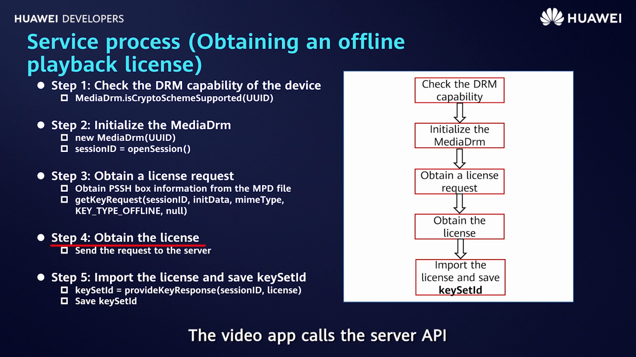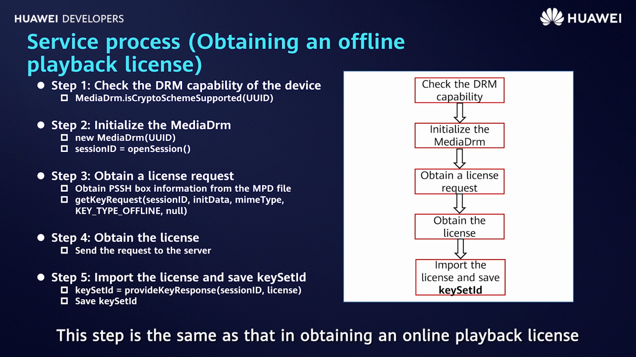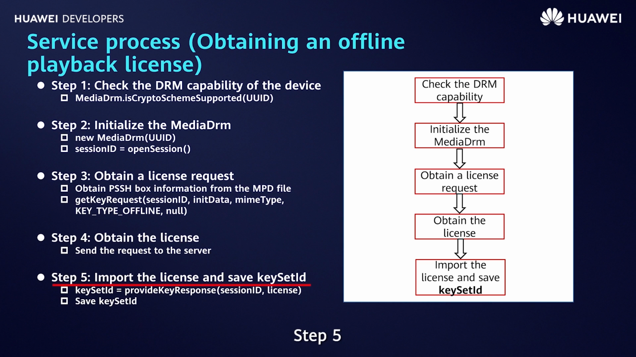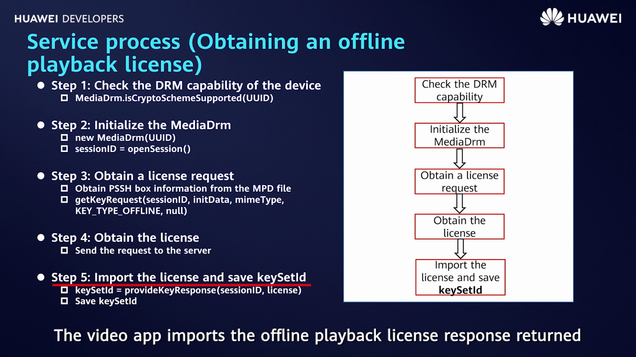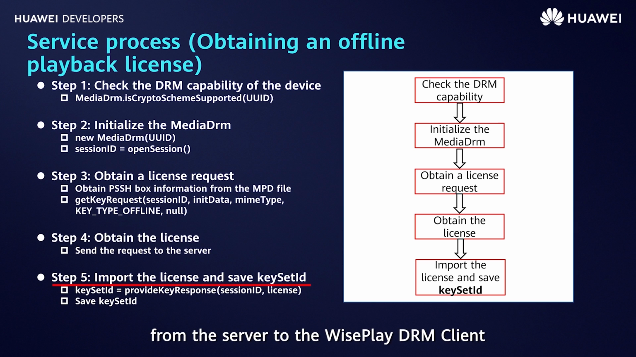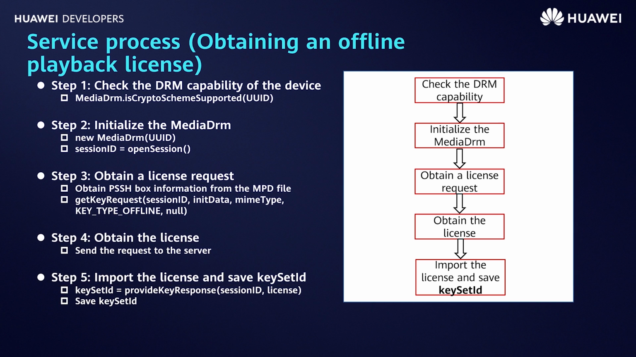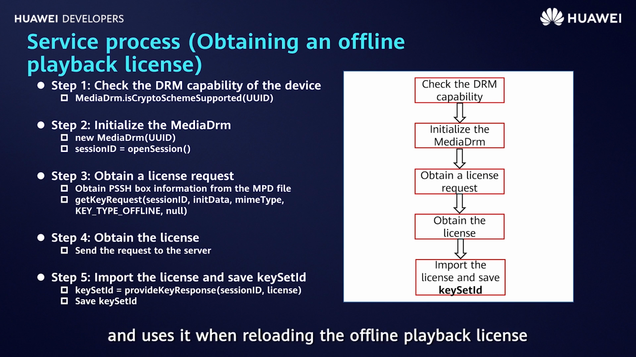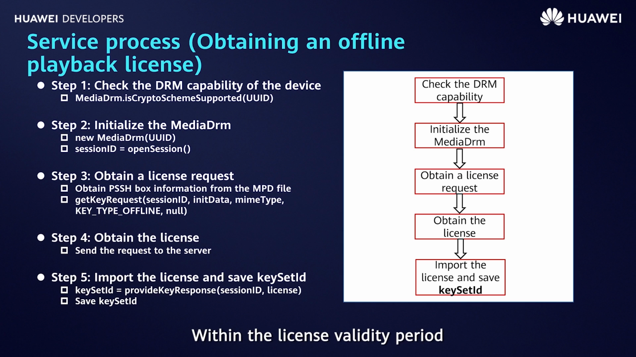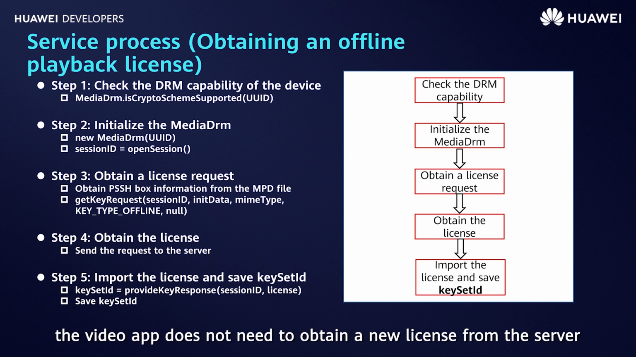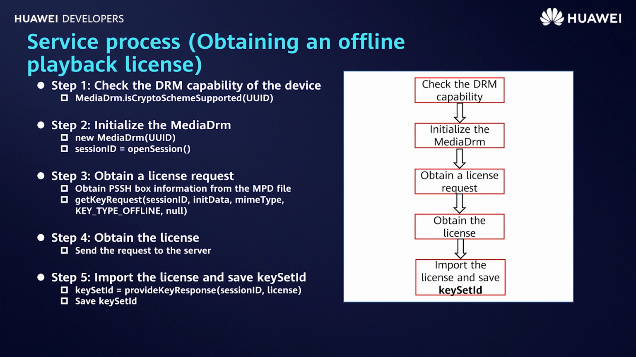Step 4. The video app calls the server API to send the request and obtains a response. This step is the same as that in obtaining an online playback license. Step 5. The video app imports the offline playback license response returned from the server to the WisePlay DRM client. KeySetId is returned. The video app caches the KeySetId and uses it when reloading the offline playback license. Within the license validity period, the video app does not need to obtain a new license from the server.